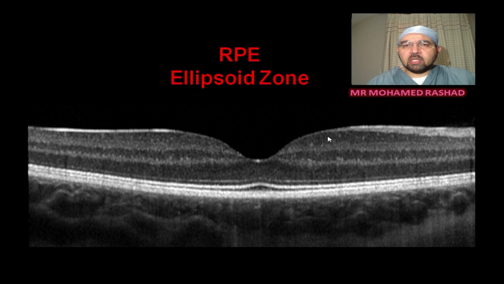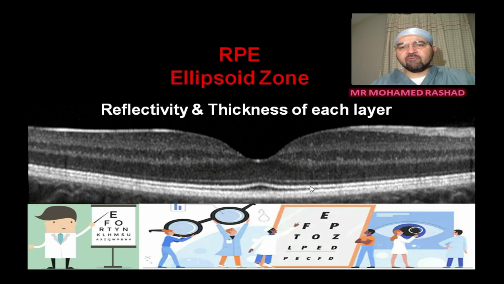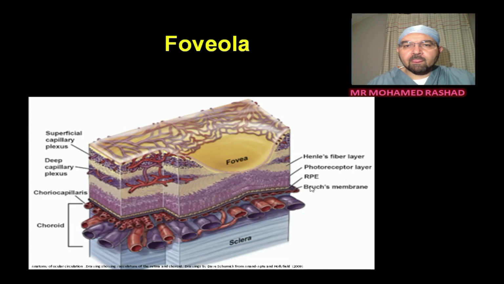And the RPE and the ellipsoid zone are the most important two lines that you are searching for. If you find them very clear and pristine as in this scan, this is an indication that the vision of the patient is expected to be good, except if there is any amblyopia or any central cause. But in general, if you find the scan like that, you are expecting the vision to be good.